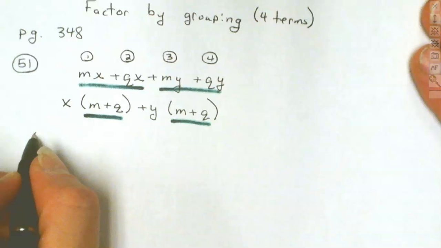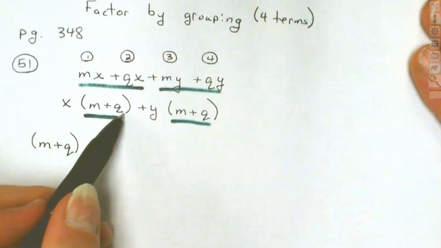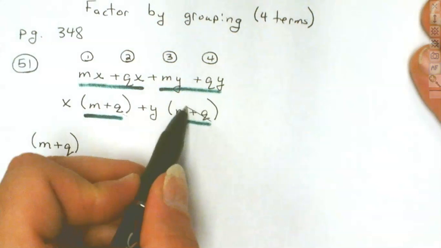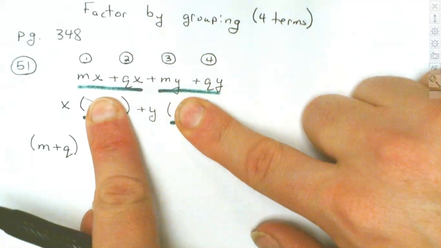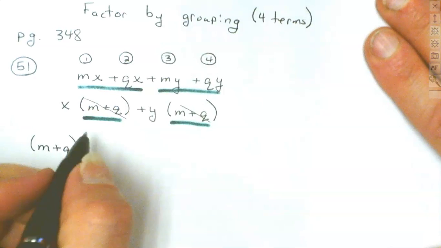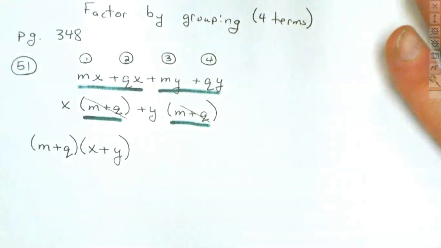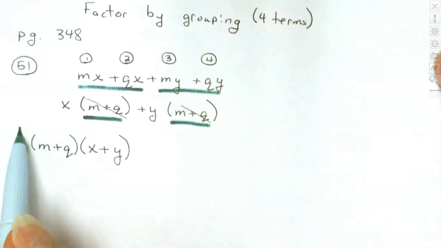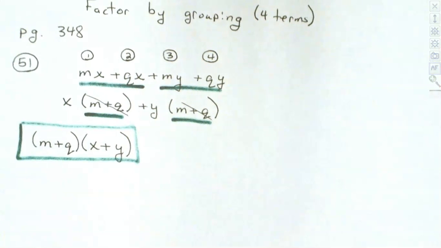So that means we're going to factor out an m plus q. These are the same. We factored them out, so they're gone and gone. And what's left over now? If we cover them up, x plus y. And that's as far as we can go. And we're going to use factor by grouping a lot in this section and also in the next section in 5-2 as well. So that was 51.